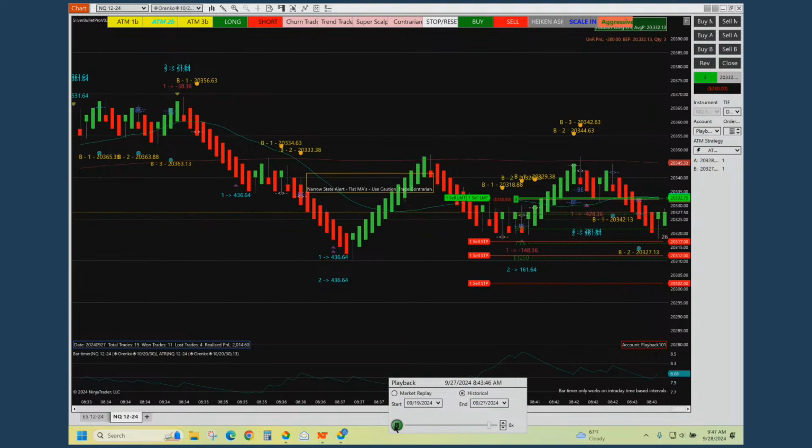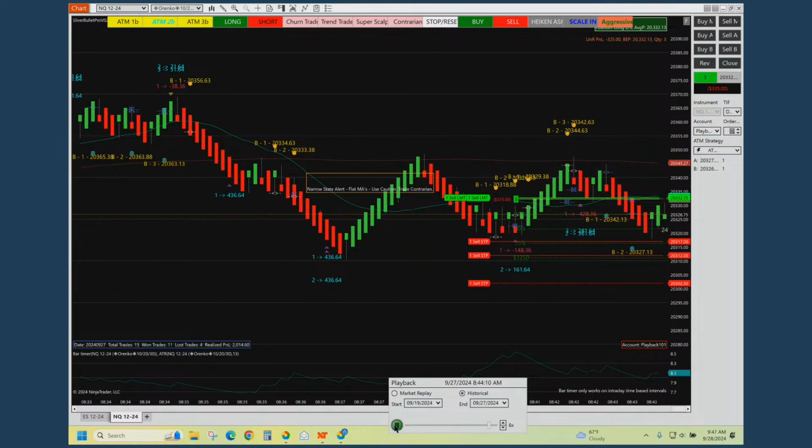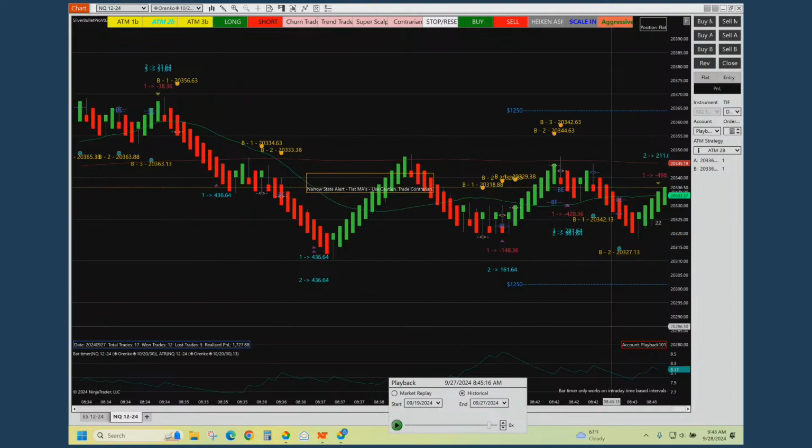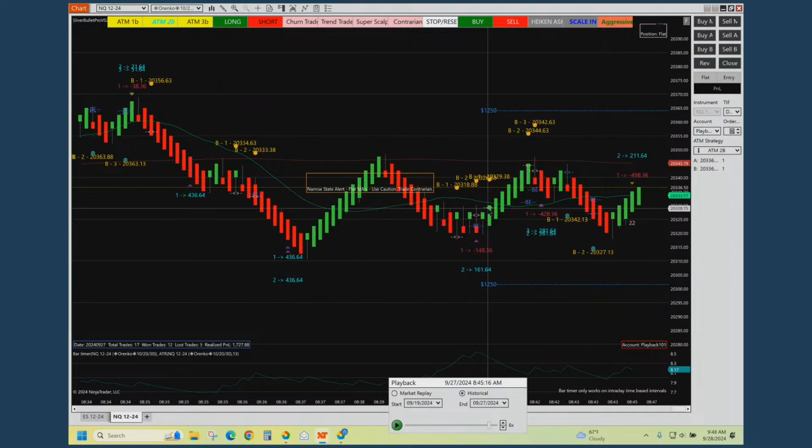So let's see. Since this is a demo, I want to show you how the software works and tries to keep you safe, even if the price goes against your position. Target filled. So this is another three in a row. Break-even trades, three in a row.